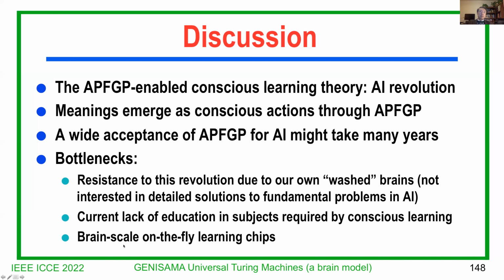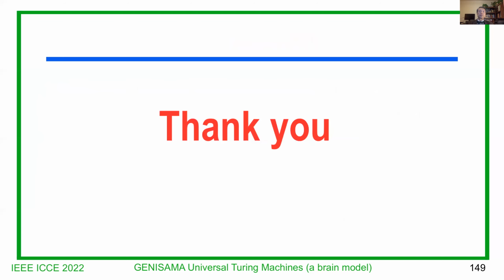The third one is brain-scale on-the-fly learning chips that need to do brain-size real-time updating. That's pretty challenging, and this theory can be fully tested if such a VLSI is available.